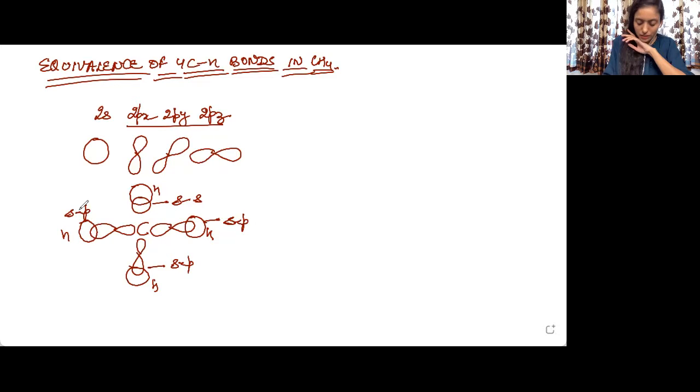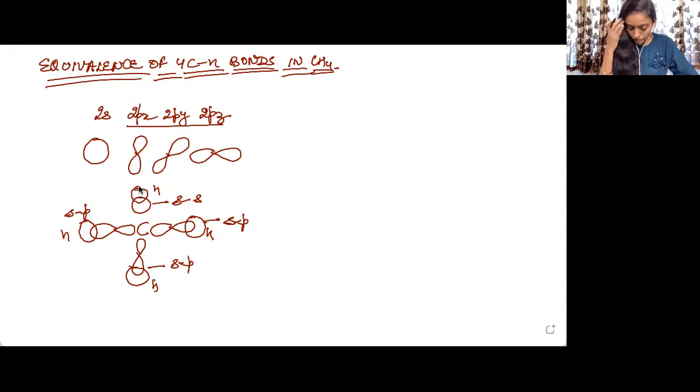I just want to make one correction. Don't make this orbital bigger than the carbon orbital. I'm just correcting it. So this is hydrogen. Okay.